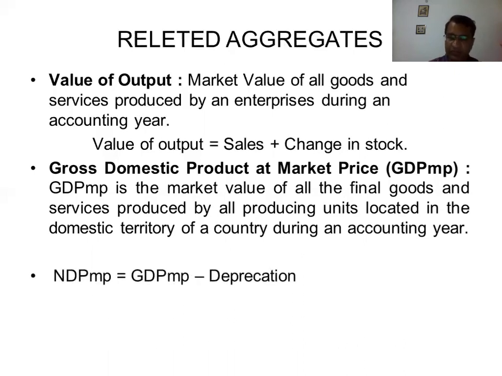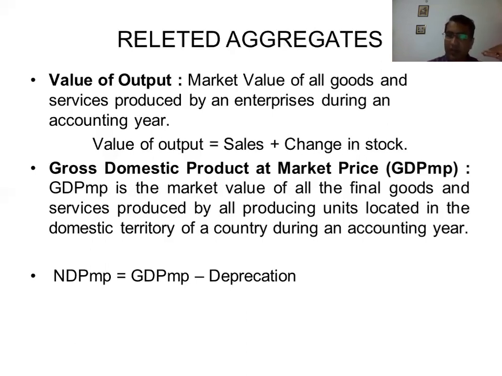Value of output we calculate on the basis of sales plus change in stock. When we want to calculate gross domestic product at market price, we need the final goods only, because in value of output we are taking all the goods, whether final or intermediate. So value of output minus intermediate goods is gross domestic product at market price. If we reduce intermediate goods from the total output, the remaining is gross domestic product at market price.